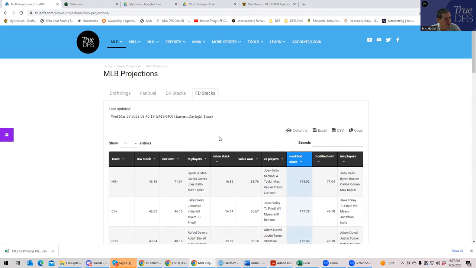But that's basically how to use my sheets to help build and analyze MLB lineups.